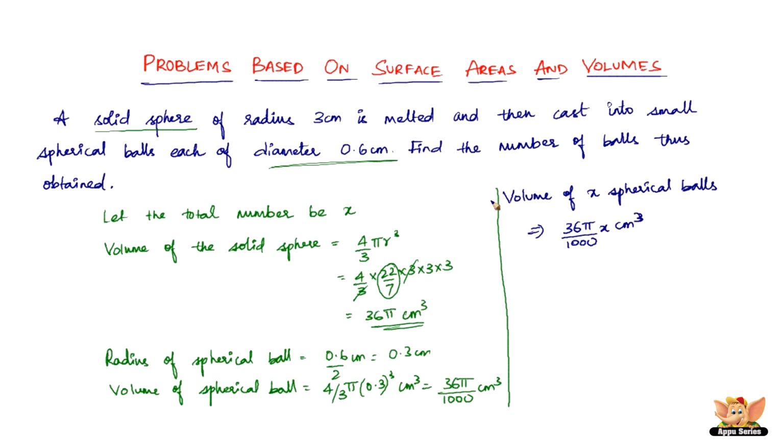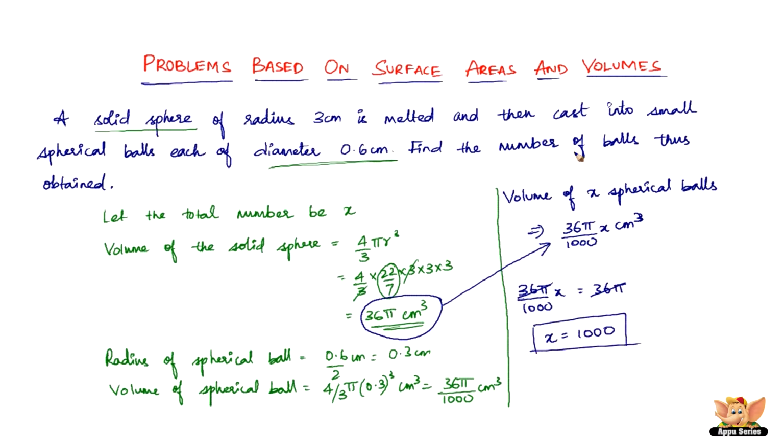Now what we have to find is the number of balls, right? And the volume should be equal. This 36 pi centimeter cube should be equal to the total volume. So let's equate this and find out x. So we've got 36 pi by 1000 times x equals 36 pi. So 36 pi gets cancelled. So x equals 1 times 1000. If 1000 goes to the right hand side, it should be 1 times 1, which is 1000. So therefore, 1000 balls can thus be obtained by melting a solid sphere of radius 3 centimeters.